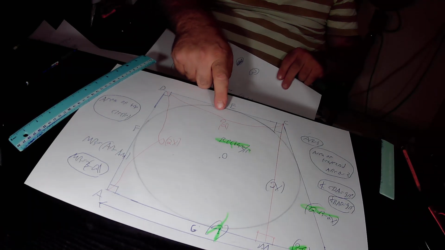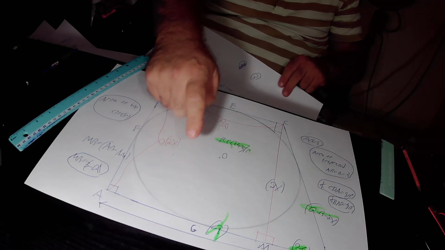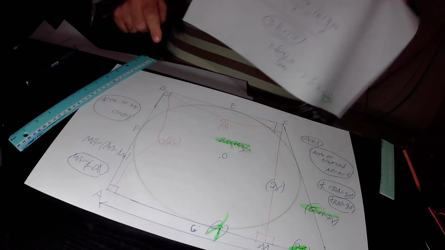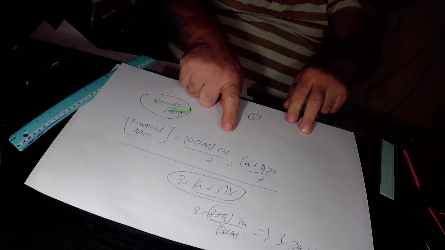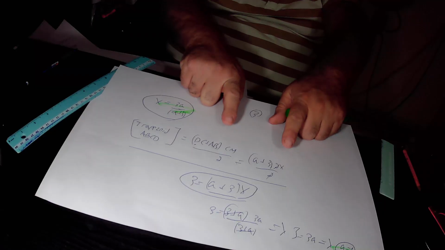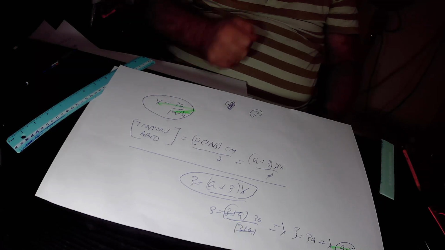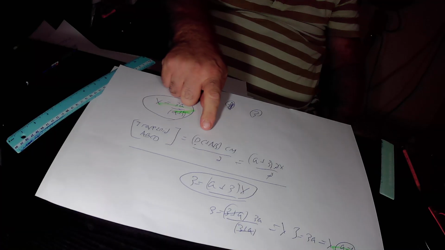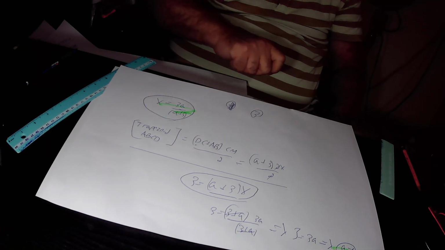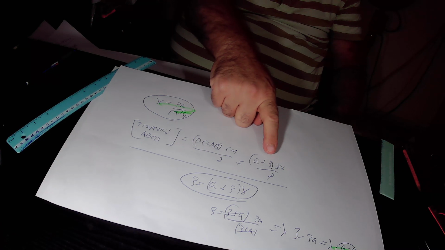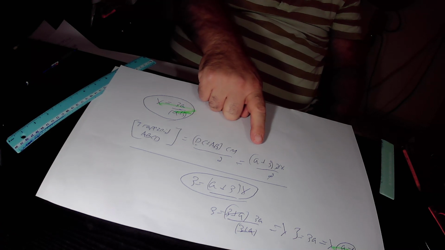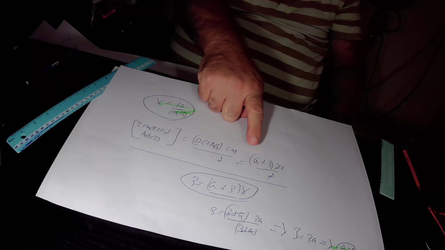DC is a, AB is 3, and CM is 2x, divided by 2. Repeat again. The area of the trapezoid equals the sum of its two parallel bases times the height over 2. We have 2 in the numerator and 2 in the denominator, so 2 will get cancelled, and we are left only with a plus 3 times x.